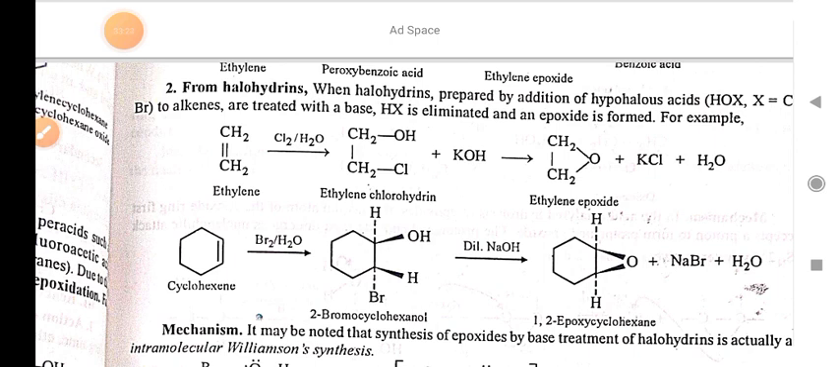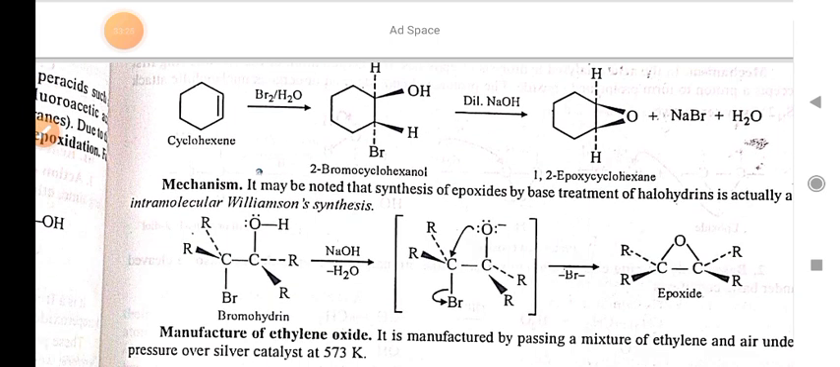Mechanism. It may be noted that the synthesis of epoxides by base treatment of halohydrin is actually an intramolecular Williamson synthesis. Bromohydrin on reaction with NaOH plus H2O gives a transition state. When Br⁻ leaves through this, the epoxide is formed.